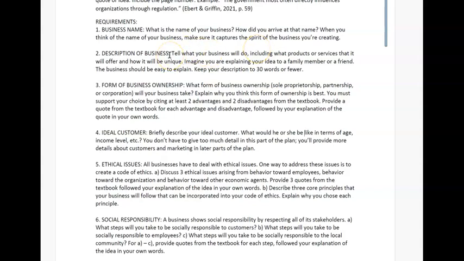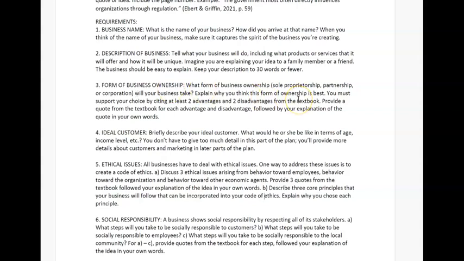And then describe the business, but a very direct to the point description, 30 words or fewer. Okay. So these first two, once you come up with your idea, these first two requirements are going to be pretty simple. The next one is to talk about what form of business ownership you would use to organize your business.